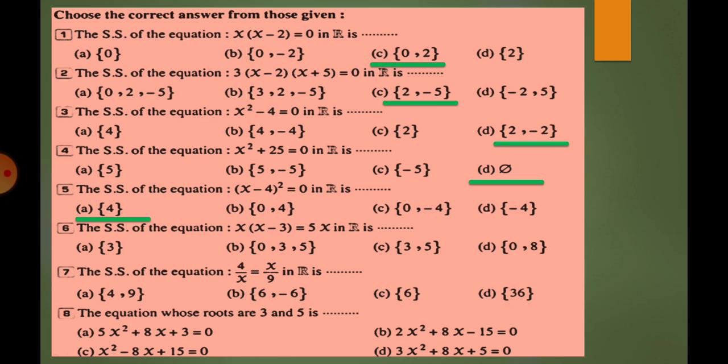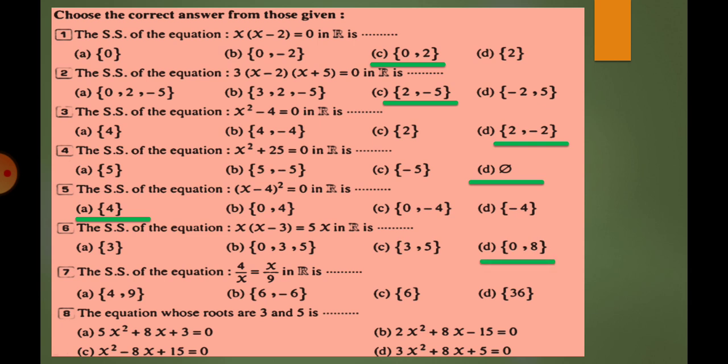Here we can put the equation in standard form: x² − 3x − 5x = 0. It will be x² − 8x = 0. So we factorize x² − 8x by taking x as the common factor. It will be x(x − 8) = 0. Here it's like number 1. x(x − 8) = 0, so x = 0 and 8.